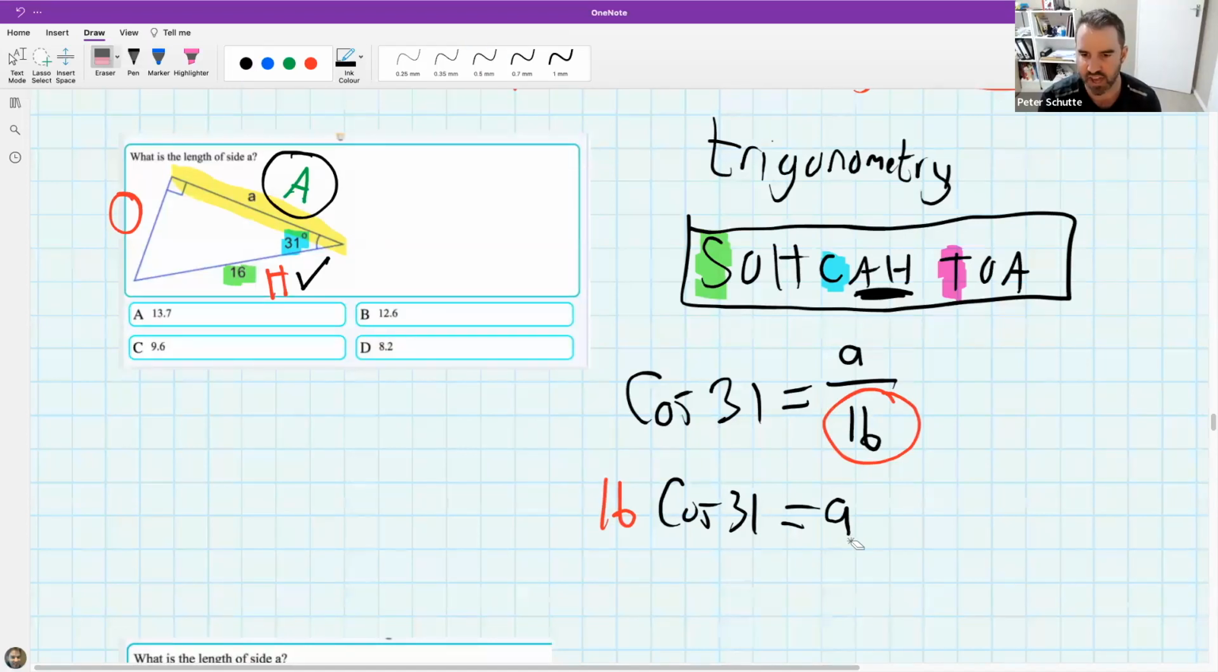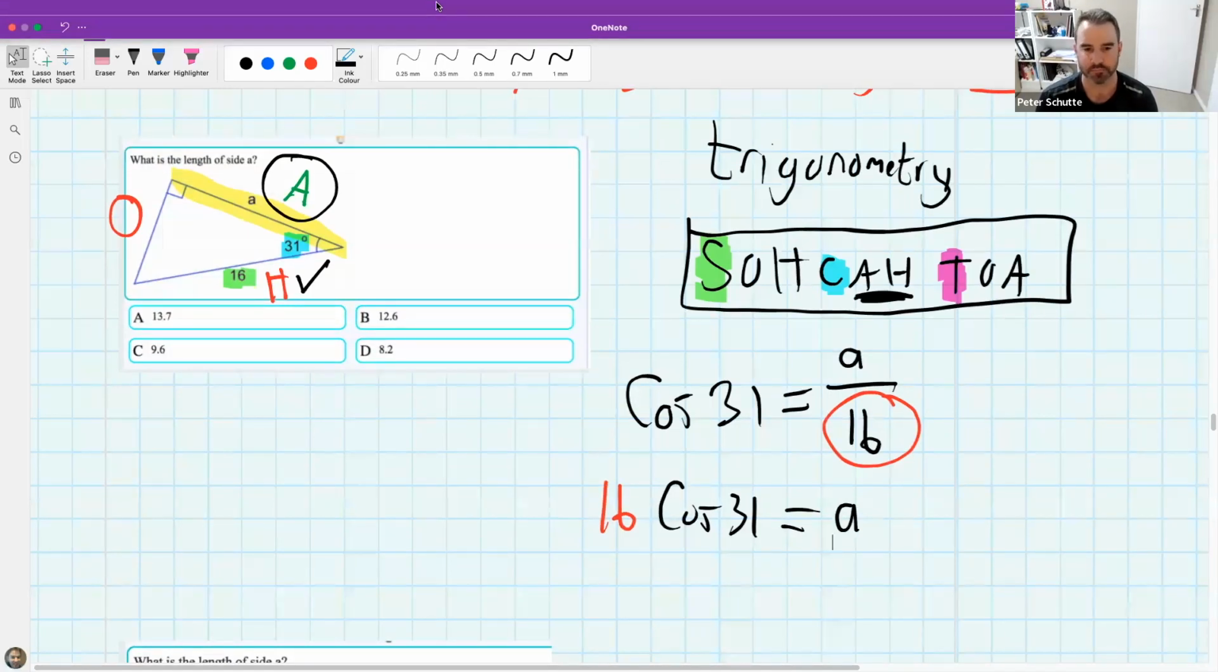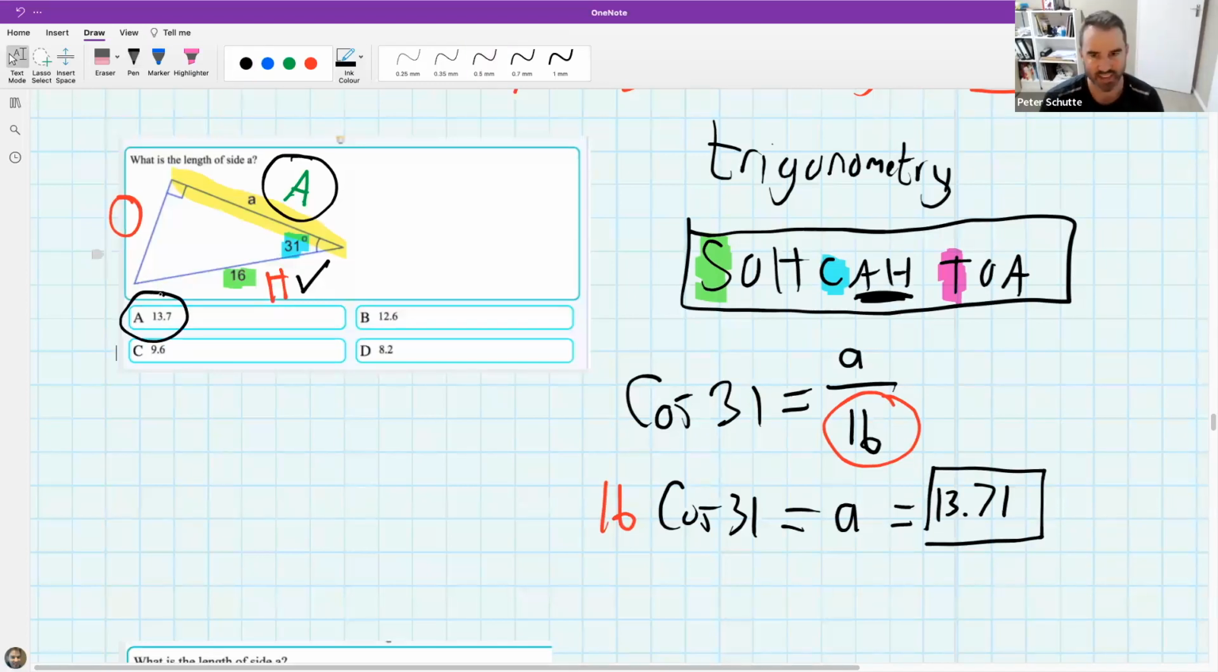So if the length of A is equal to 16 cos 31, which of the four options do you think is going to be correct? I can punch it in my calculator if I need to. So I go 16 times the cos of 31, and that is equal to, it seems, 13.71. Now remember, you were solving for the length of a side, and 13.71 is A.